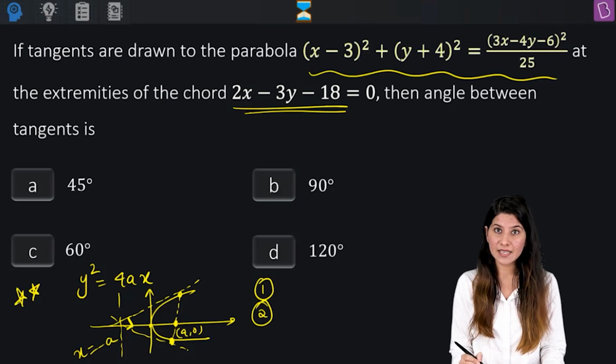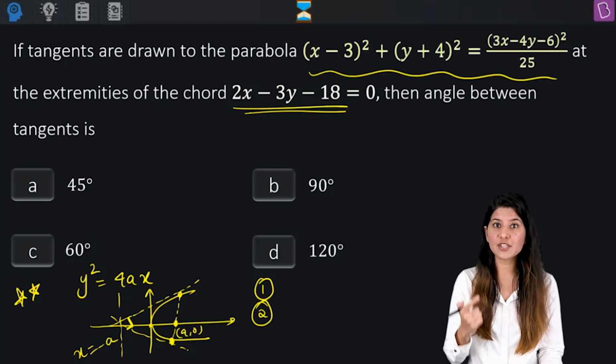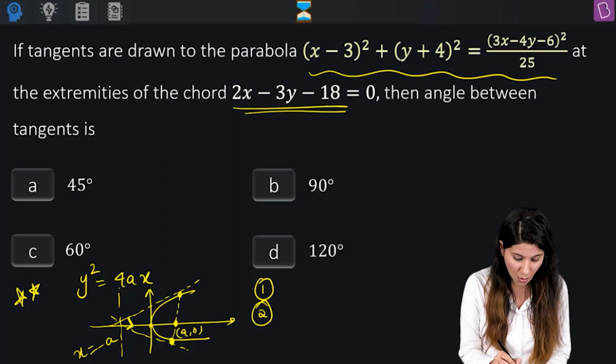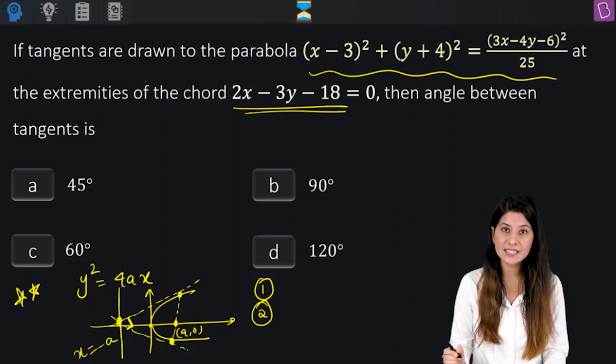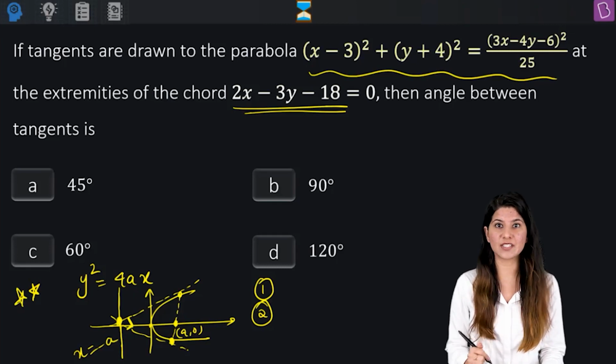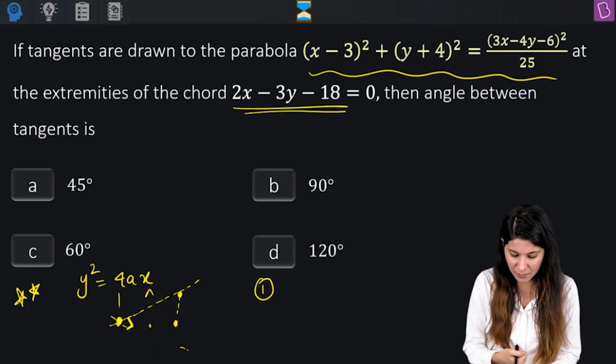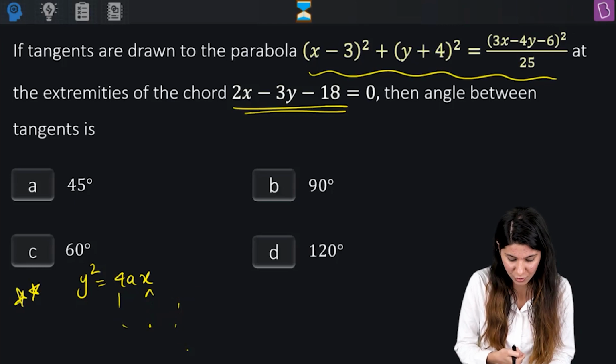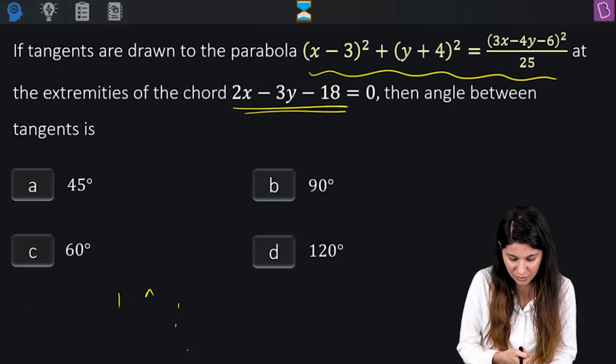And the second thing is, the intersection point of the tangents will be on your directrix. Yes, both the tangents will meet at the directrix. I'm sure you must not be forgetting this concept. You should remember this concept. Let's get back to the question.